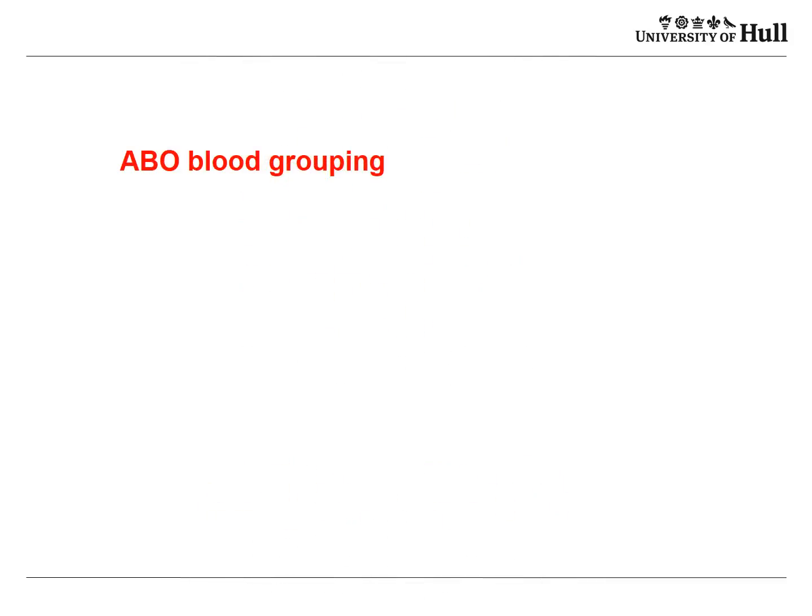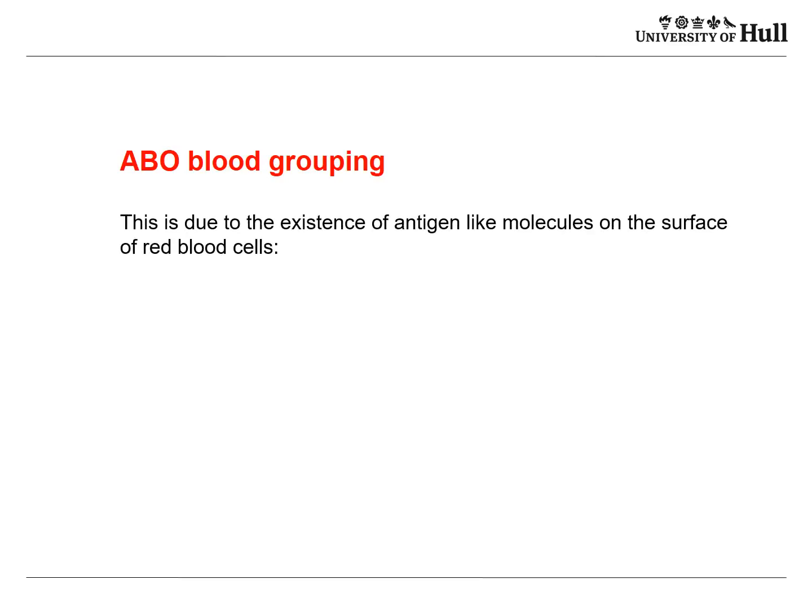Not everyone's blood is the same, and there are many different ways to classify people's blood, but the major one, which is made use of in emergencies, is the ABO blood grouping. And the ABO blood grouping is due to the existence of antigen-like molecules on the surface of red blood cells.